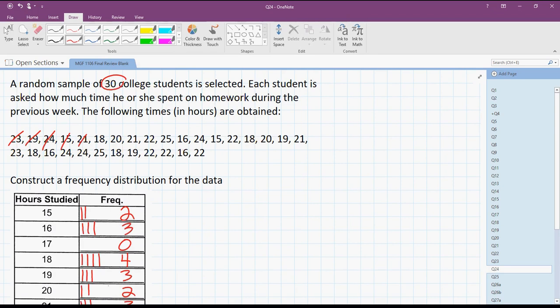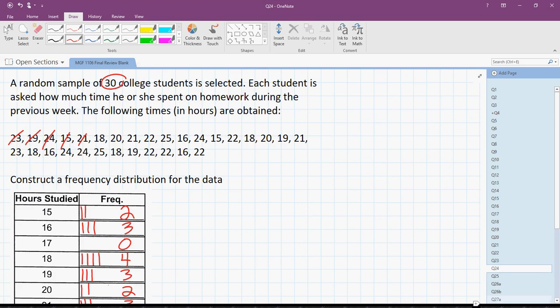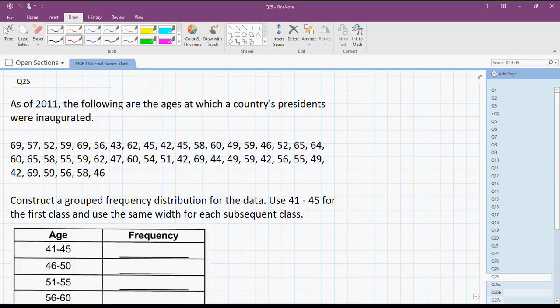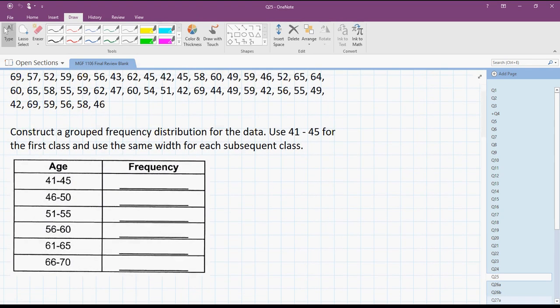Number 25 is a lot like what we just did, although in this case, they're giving you a range. This is simply you working with your table. No calculator work on this one. I mean, if you wanted to, you could, and then put them in order. We'll get to those.